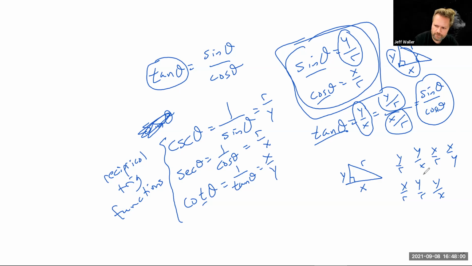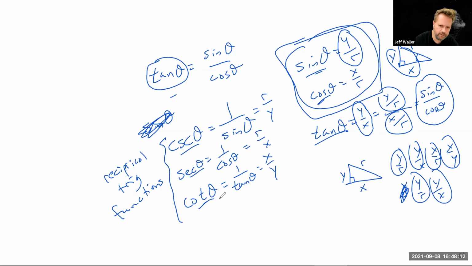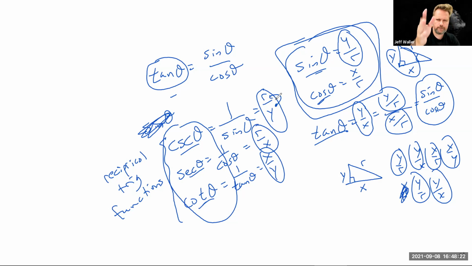Did I write 2 things twice? I did, the x over r. So that's 6 things. We've got sine, cosine, tangent, and then cosecant, secant, cotangent. They cover all the different ways to write ratios. These 3 just happen to be the reciprocals of the base 3. The base 3 are sine, cosine, and tangent.